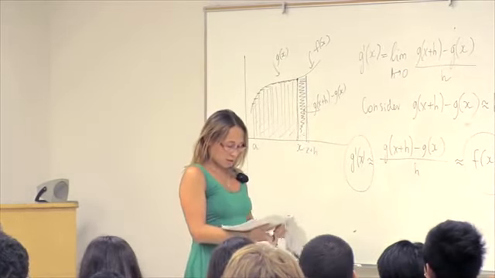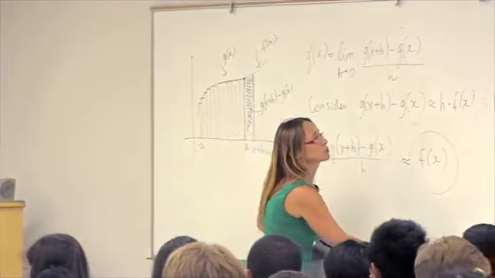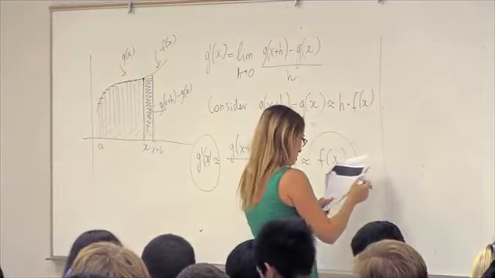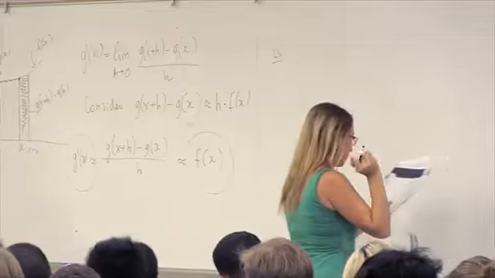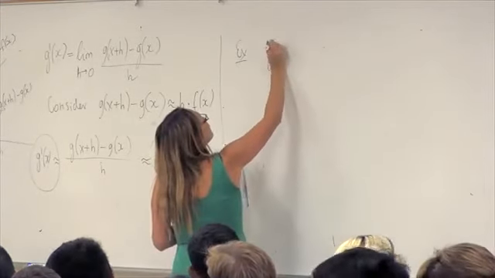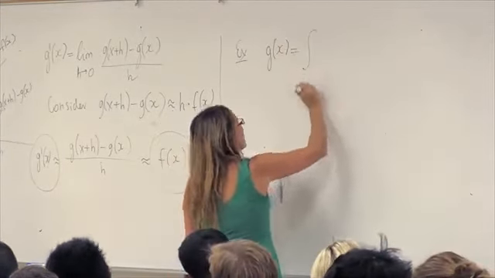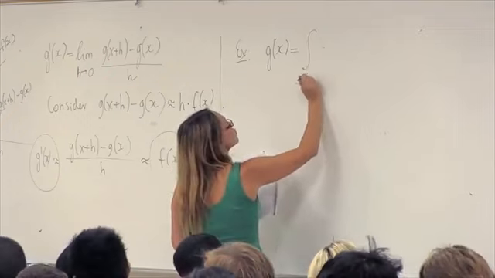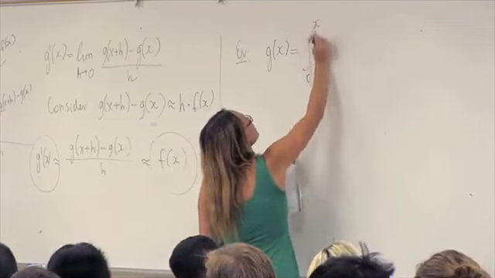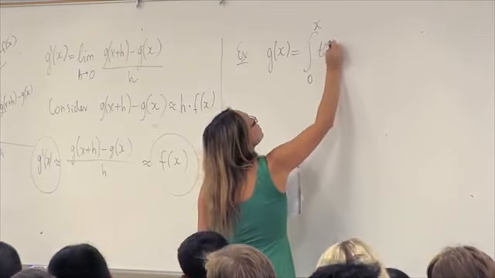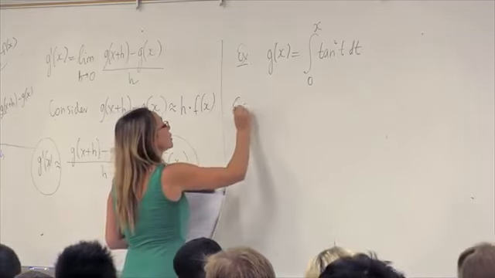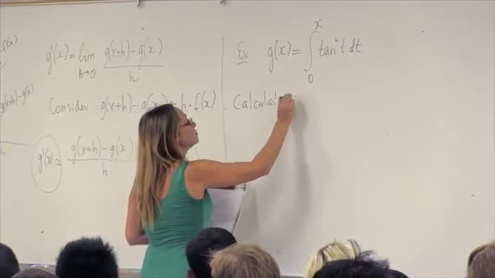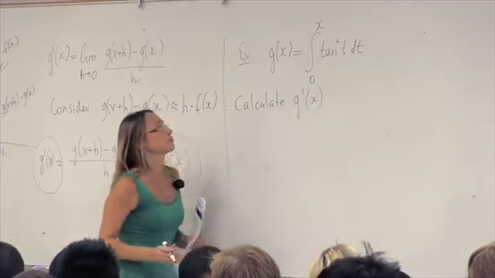Now, practical examples of this involve some very important problems. So let's start with the following. Define g as an integral, say from 0 to x, of tangent squared t dt. Okay, calculate g prime of x.